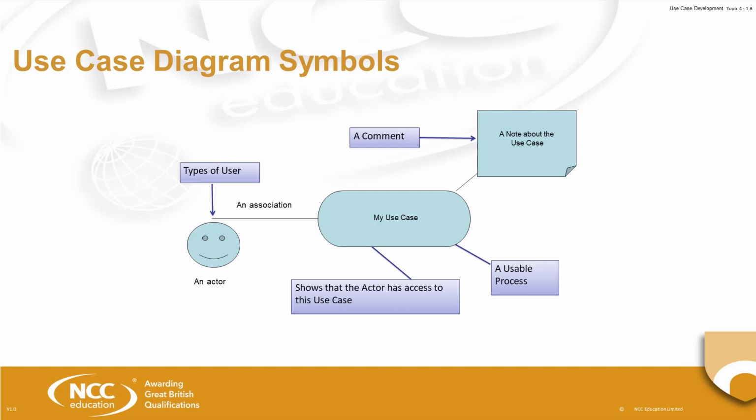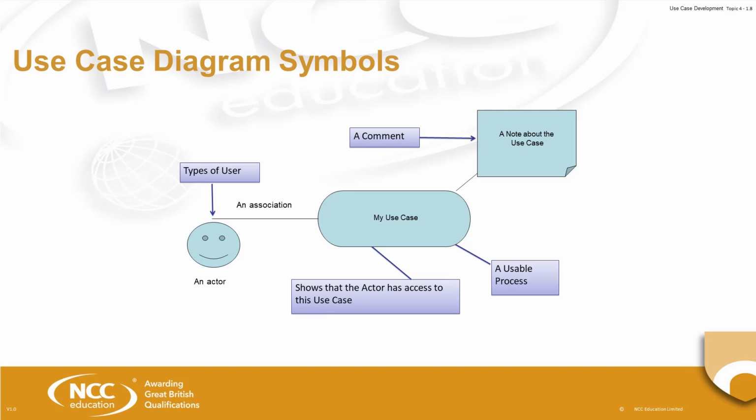Okay, so this diagram is intended to show the symbols of a use case diagram, but unfortunately the symbols aren't quite correct. On the left hand side we've got something to represent an actor. An actor should be represented by a stick person, not just a smiley face. The use case is in the middle, that should be represented by an oval, and we can see that there is a line drawn between the actor and the use case, and that line represents an association.